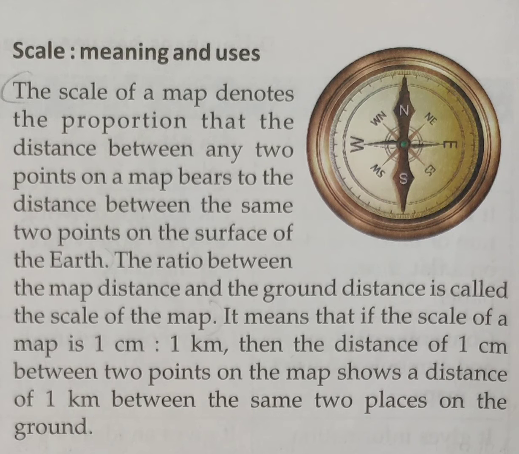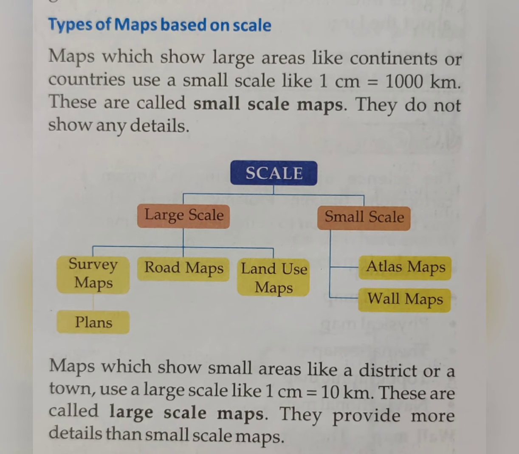For example, if the scale of a map is 1 centimeter ratio 1 kilometer, then the distance of 1 centimeter between 2 points on the map shows a distance of 1 kilometer between the same two places on the ground. Now, types of maps based on scale.